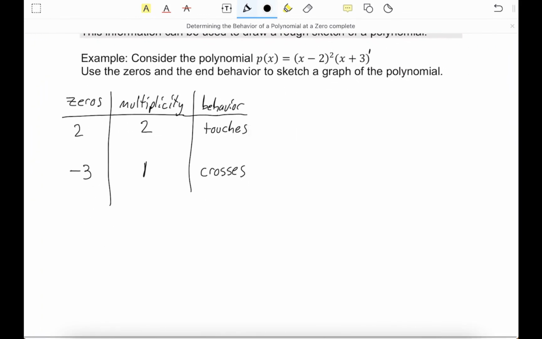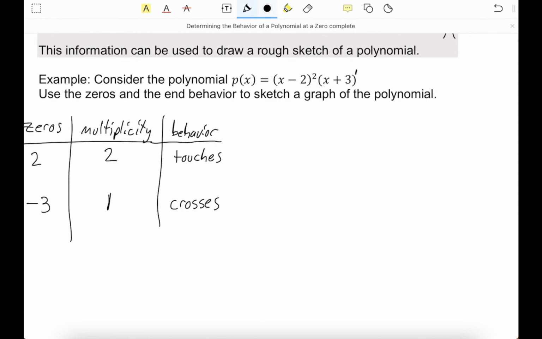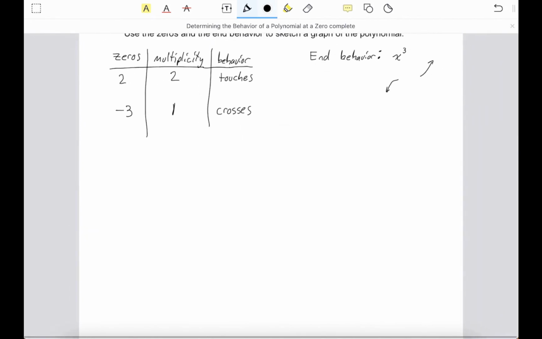The only other thing we have to figure out is the end behavior. Since this is squared here, and this is just to the first power, it will behave like x cubed, meaning that it'll start down and then end up. And we can use this now to sketch a very rough graph of this.